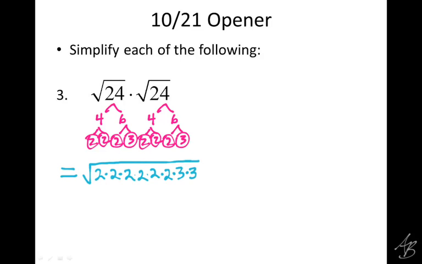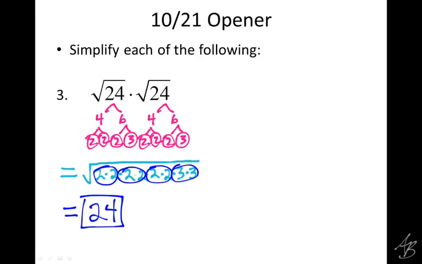Okay. Then we circle our pairs. Pair of 2s, pair of 2s, pair of 2s, and pair of 3s. Again, everything's on the outside. So on the outside, we get 2 times 2 times 2 times 3, which is 24. Okay, we actually know that because if you look at your factor tree, just looking at one of the factor trees, 2 times 2 times 2 times 3 is 24, and that's what we started with.